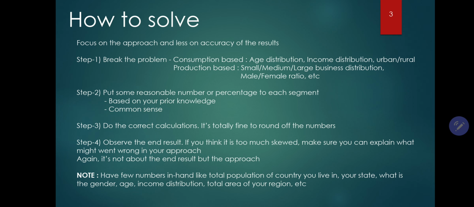And one more golden rule is to have a few numbers in hand in your mind, like the population of your country or your state, the gender, age, income distributions, total area of your region. You can find these over the internet, but have these rough numbers in your mind whenever you are preparing for some interviews or something, because these come very handy.